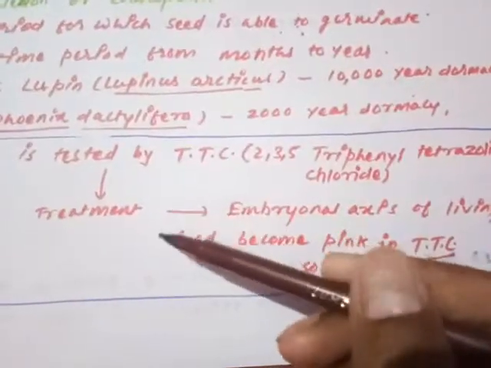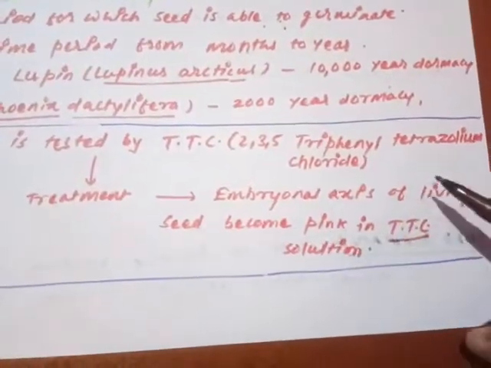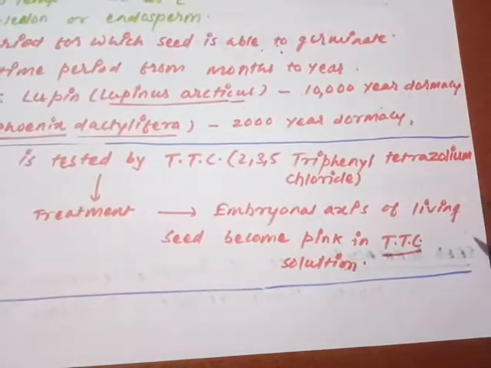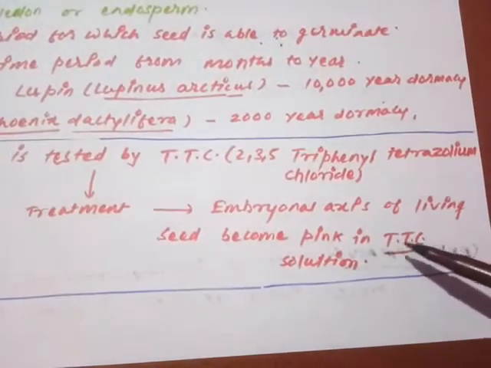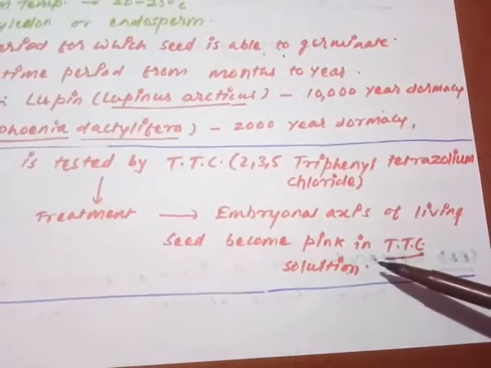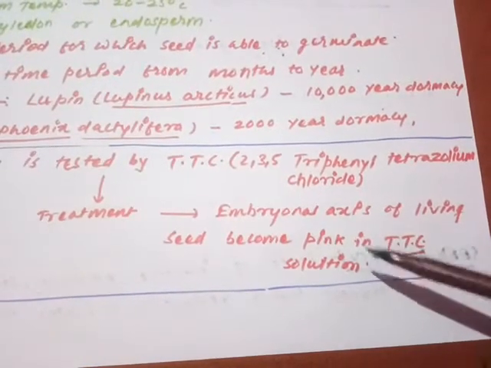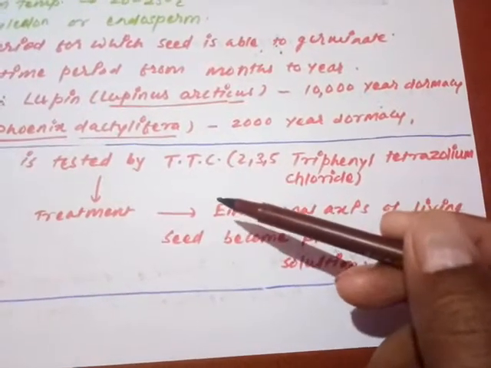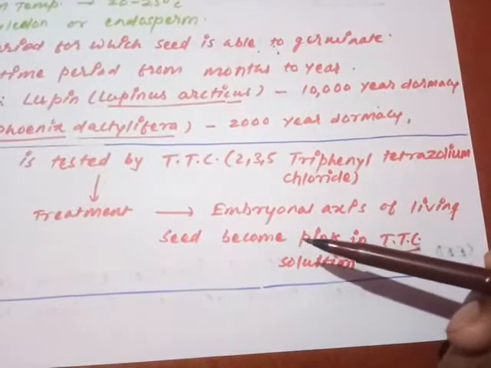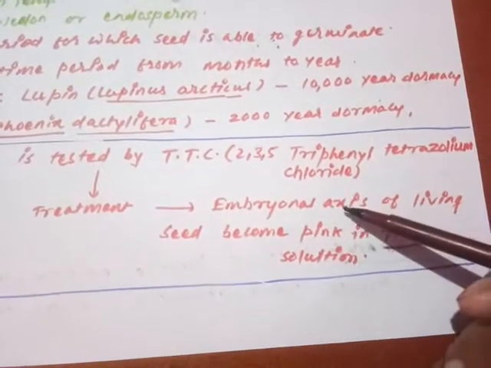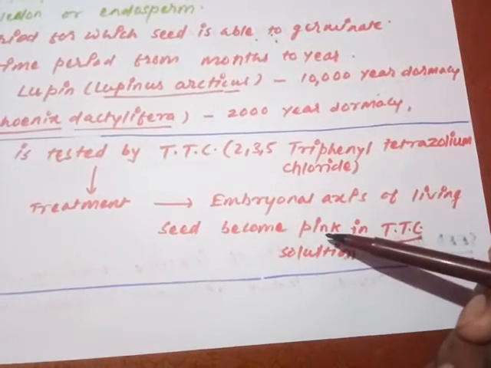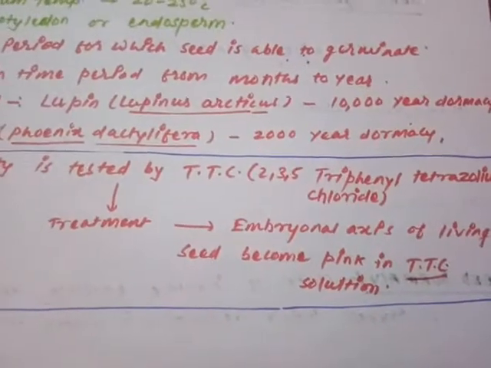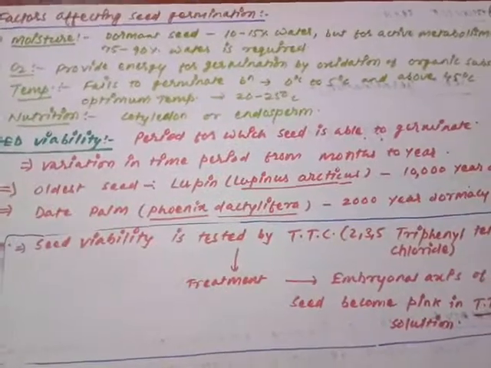After treating the seed with TTC, the embryonal axis of the seed, if it is in a living condition, turns pink in the TTC solution. When the seed is treated with TTC, if the seed has the ability to germinate, the embryonal axis will turn pink. So this is all about the seeds.